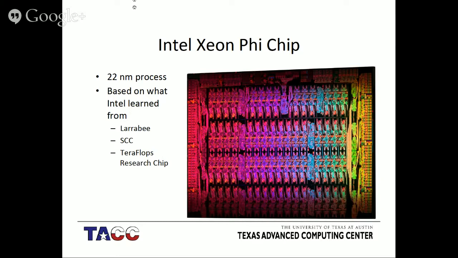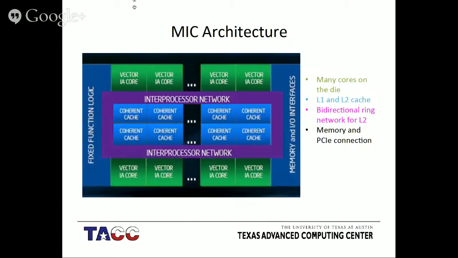And so whatever Intel learned in these projects was then used to build the Xeon Phi. And here is a block diagram of the MIC architecture. In green, you have all the cores, and in our system, we have 61 of those. And each core has a cache. That's the one in blue.